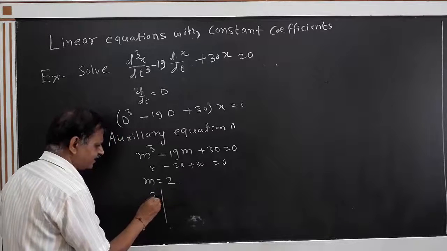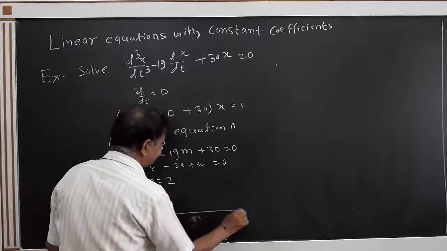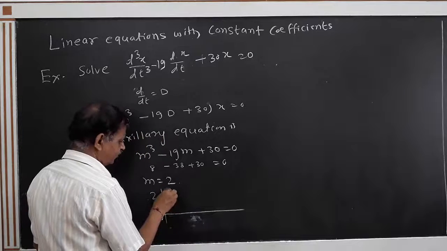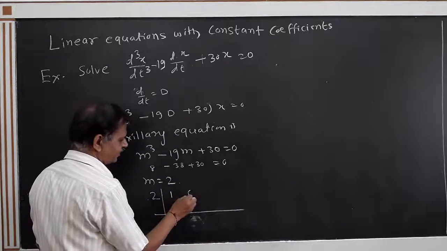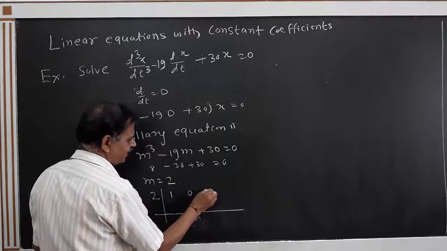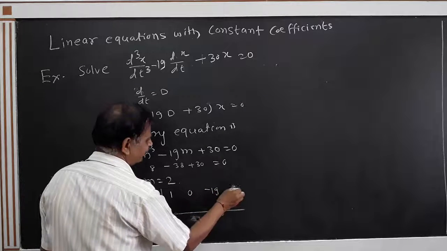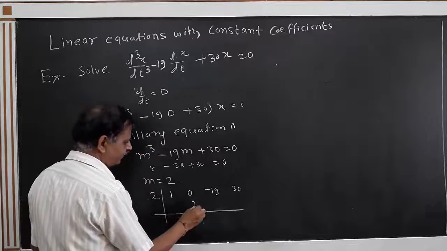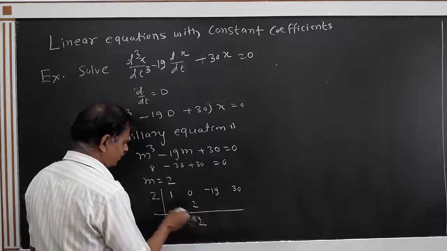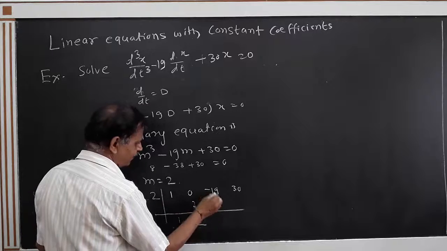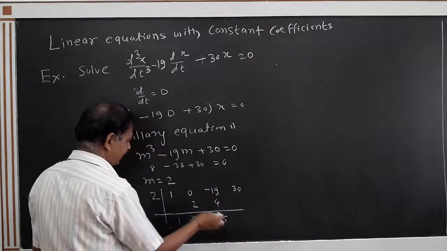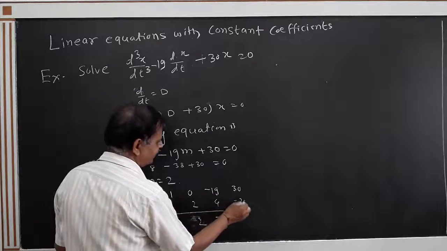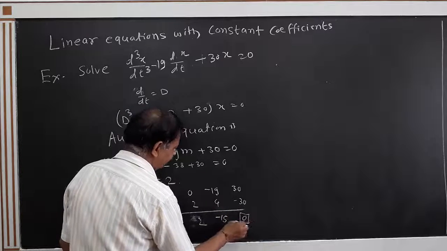Therefore, we shall divide synthetically by m equal to 2. The coefficient of m cube is 1, the coefficient of m square is 0, the coefficient of m is minus 19, and the last constant term is 30. 1 is carried as it is, 1 into 2 is 2, 2 plus 0 is 2, 2 into 2 is 4, 4 and minus 19 is minus 15. Minus 15 into 2 is minus 30. Minus 30 plus 30 is 0.